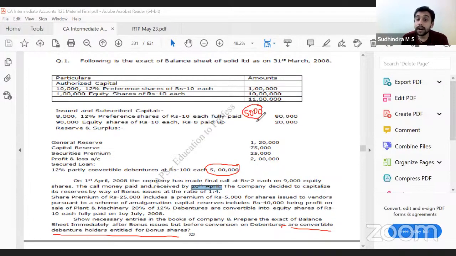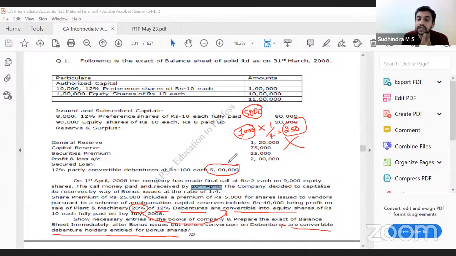Out of 5,000, only 20% are convertible. 20% of 12% debentures are convertible into equity shares. That means 5,000 into 20% is 1,000, and one-fourth of that is 250. Understood? Yes, sir. That is wrong.